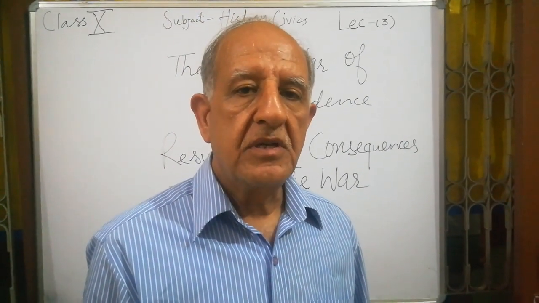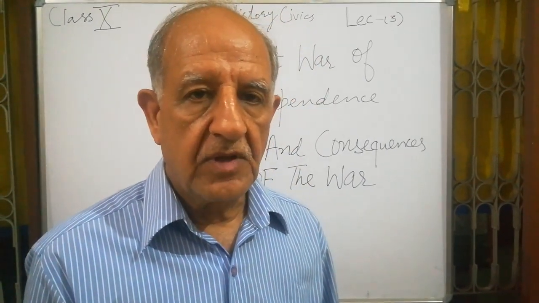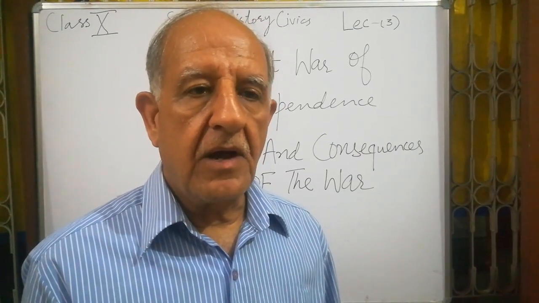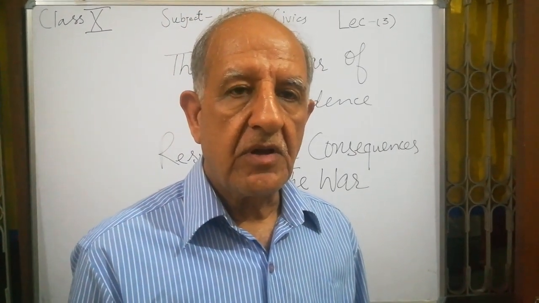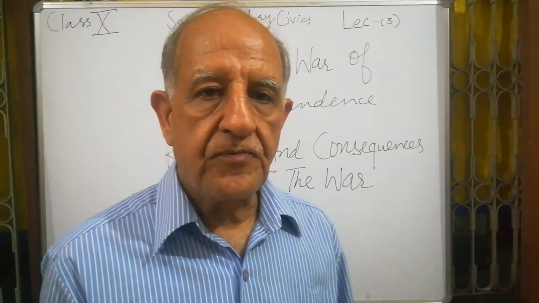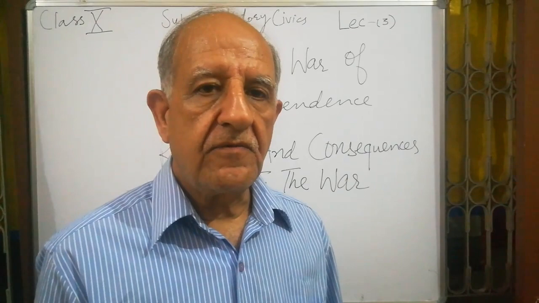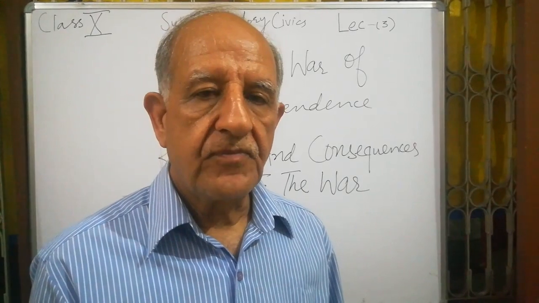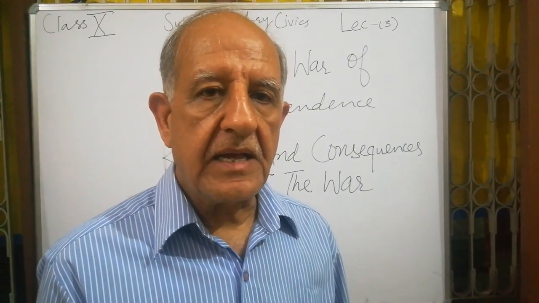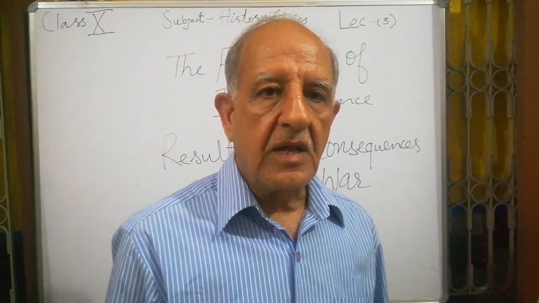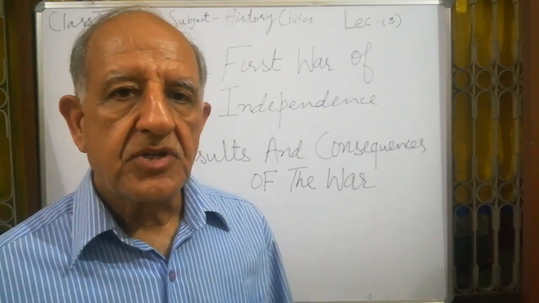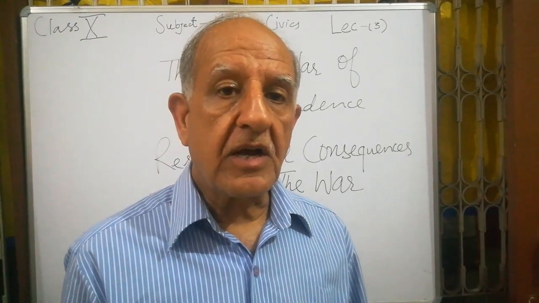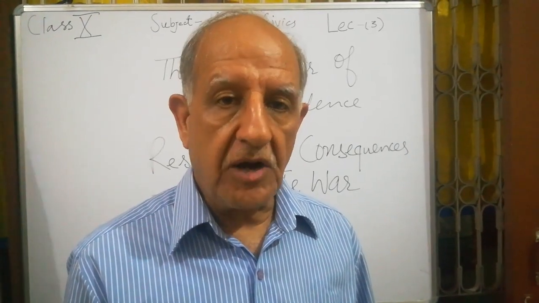Number one was the end of the company's rule. The company came to an end after the First War of Independence, and an act for the better government of India was passed on 2nd August 1858. The Act of 1858 transferred the government of India from the company to the British Crown.